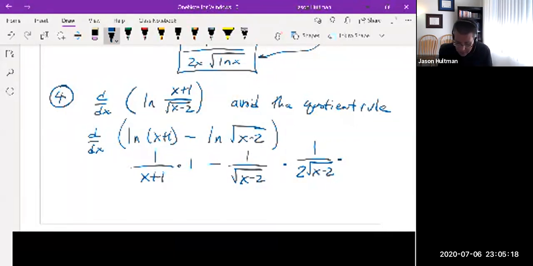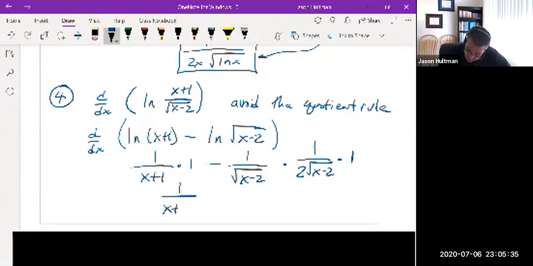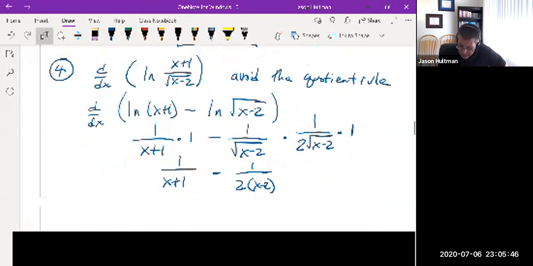How many levels down do we want to go? Okay, 3 in this case. So times the derivative of x minus 2. What's the derivative of x minus 2? 1, right? So what does this become? It becomes 1 over x plus 1 minus 1 over 2 times (x minus 2). Okay, and I can leave it like that if I really wanted to. I could multiply it out. It really doesn't matter. You can leave it in factored form if you want, or you can do the extra work of doing 2x minus 4, and we're done.